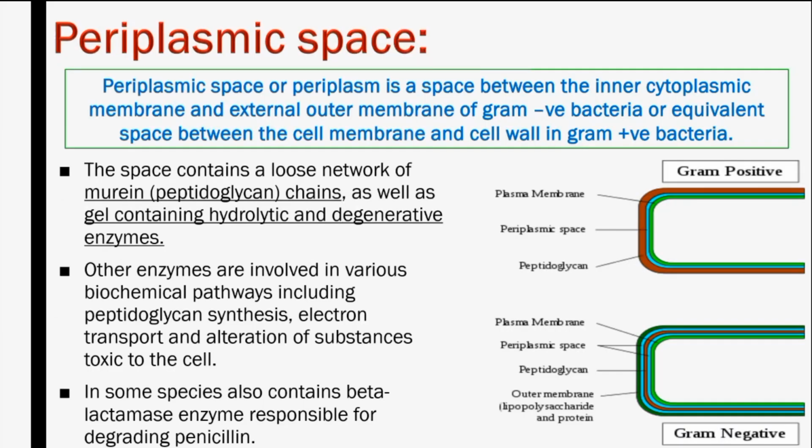Periplasmic space, or periplasm, is a space between the inner cytoplasmic membrane and external outer membrane of gram-negative bacteria, or the equivalent space between the cell membrane and the cell wall in gram-positive bacteria. The space contains a loose network of murein or peptidoglycan chains, as well as gel containing hydrolytic and degenerative enzymes.